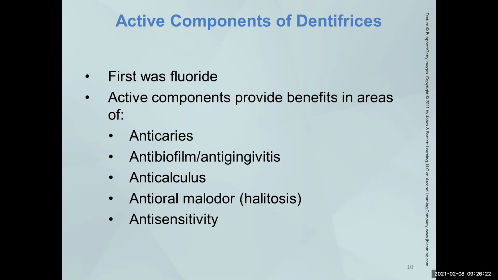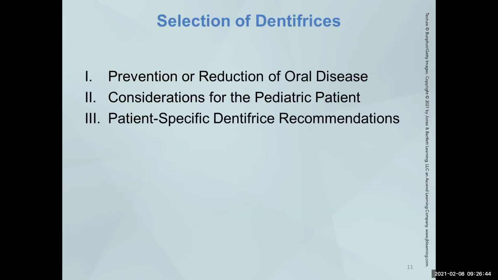Anti-oral malodor, those are the flavoring agents, but you do have other ingredients, like I said, chlorine dioxide, that can help with the halitosis. And anti-sensitivity is usually the 5% potassium nitrate as well as the stannous fluoride. You have toothpaste with both of them combined now. So the patient's going to be asking you, what toothpaste should I use? What are you going to tell them?